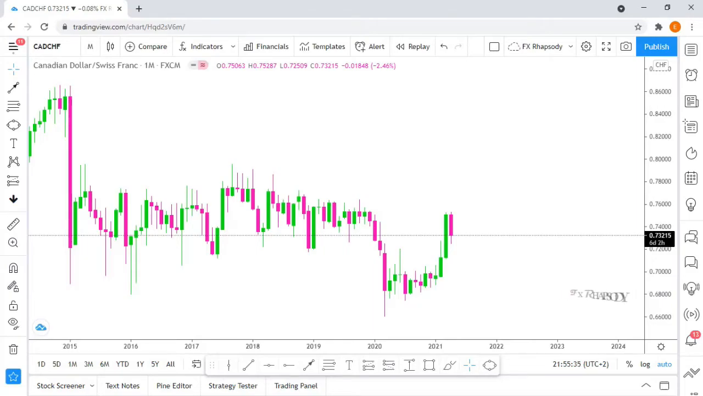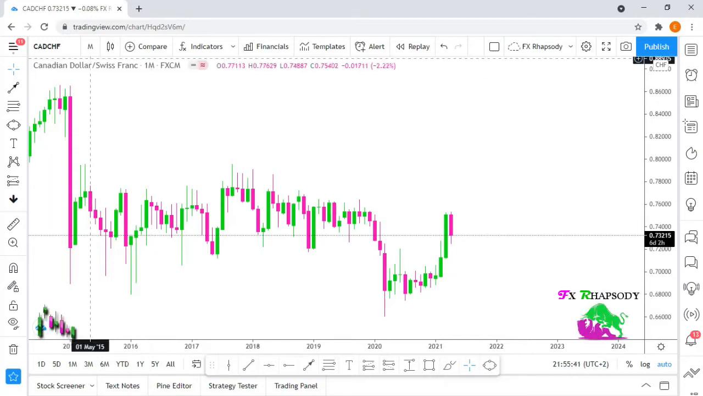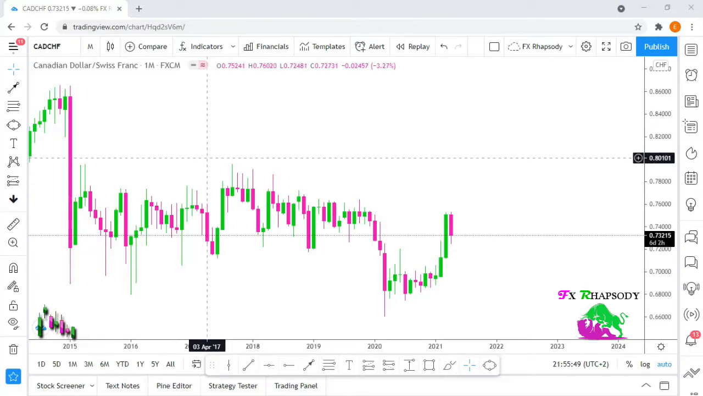Guys, I've got two more pairs that I want to do analysis on for the following week. It's going to be the Canadian dollar, Swiss franc, and the Aussie dollar, Canadian dollar. But first off, let's start with the Canadian dollar, Swiss franc.